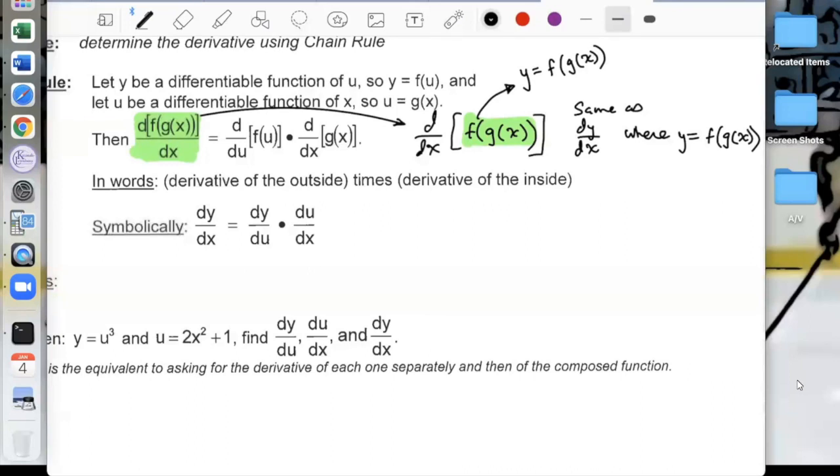So the way this really boils down is by saying, we're going to let u equal some function g of x. Or really, it's more like g of x is equal to some variable u, kind of like swapping it out for something simpler. In which case we would say y is equal to f of u.